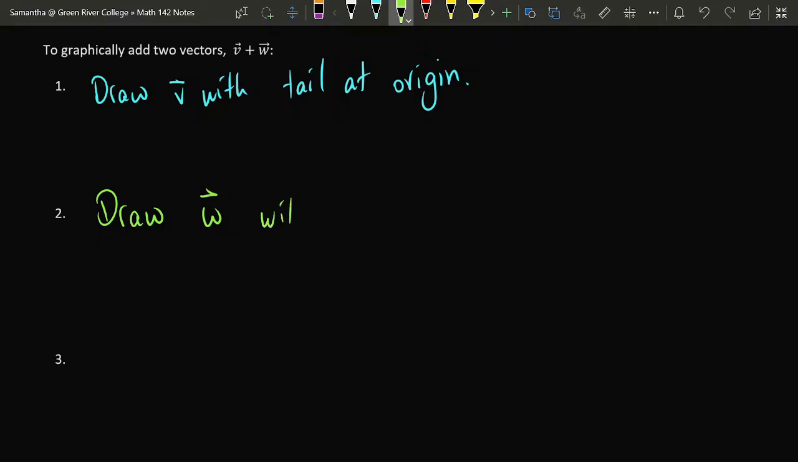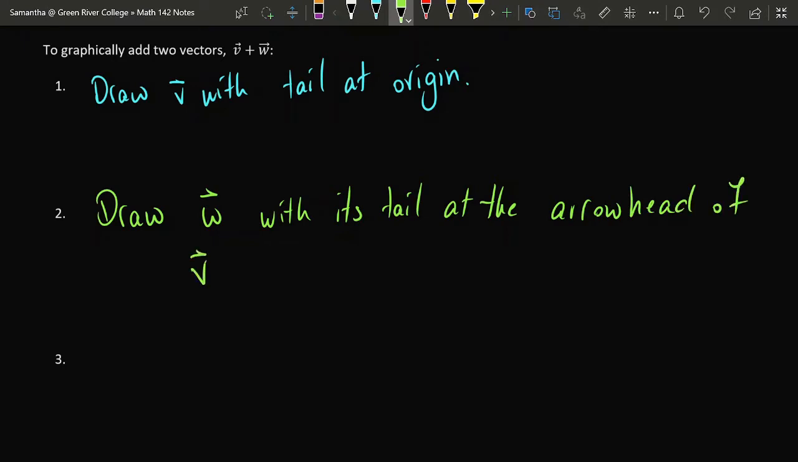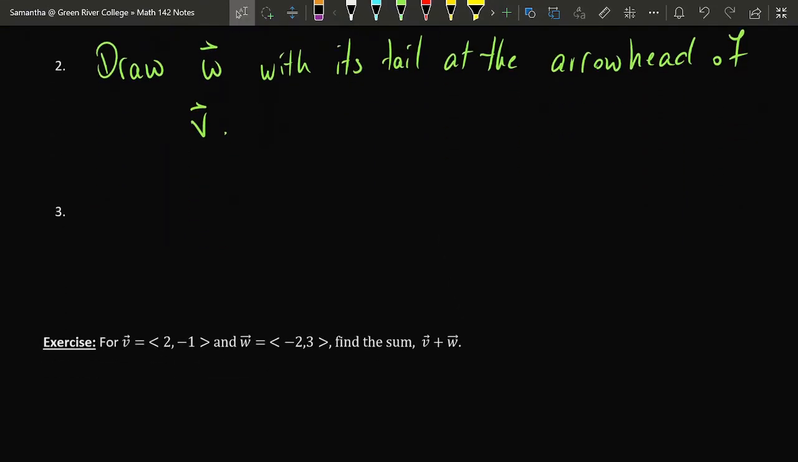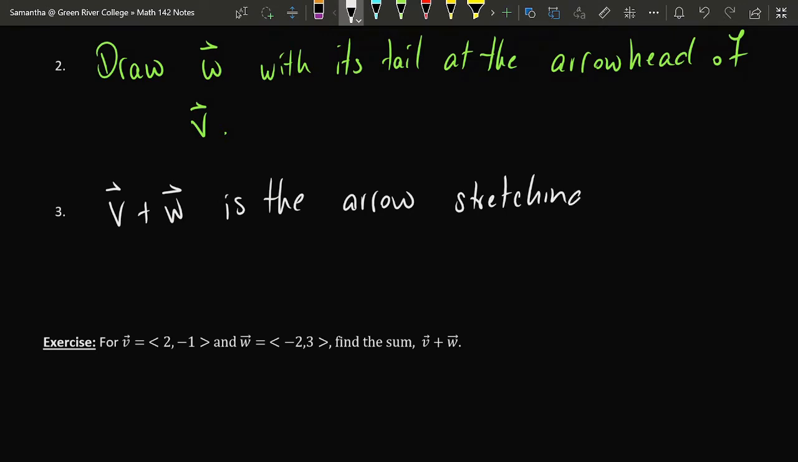Draw w with its tail at the arrowhead of v. Travel along v and then immediately travel along w. What, therefore, will the sum be? v plus w is the arrow stretching from the origin to, in this picture, wherever the arrowhead of w ended up.